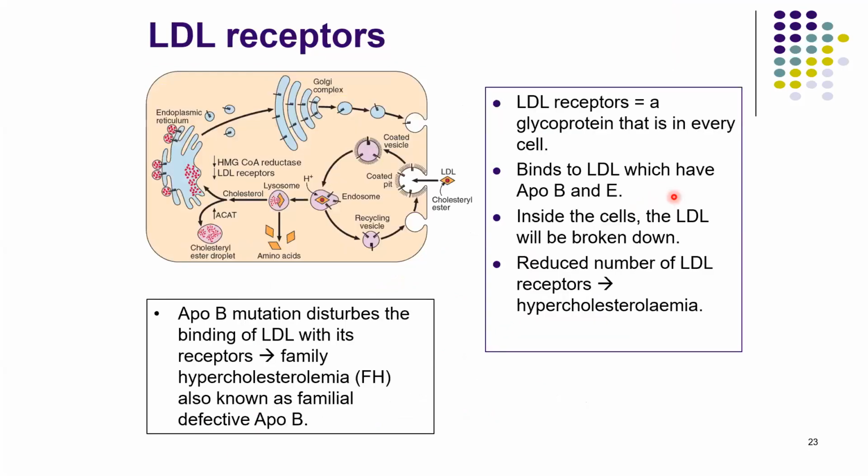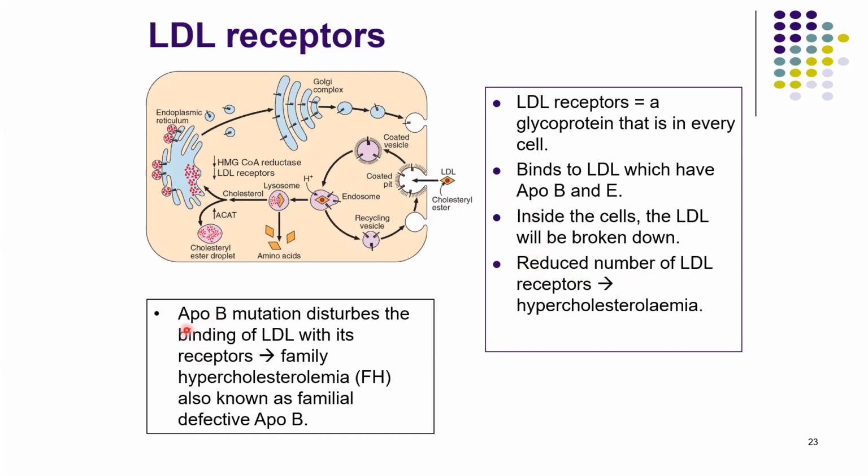Now about the LDL receptors. You see this LDL receptor. LDL receptors are glycoproteins that are in every cell, and bind to LDL, which has the ApoB, just now we see B100, and E. Inside the cell, the LDL will be broken down. If we have a reduced number of LDL receptors, it will cause hypercholesterolemia because the LDL cannot be broken down.